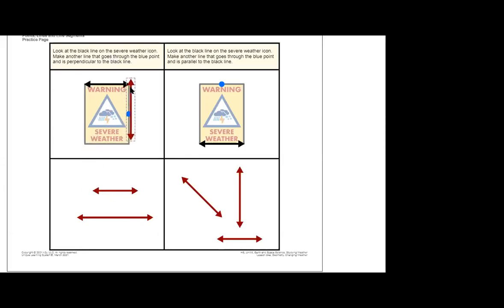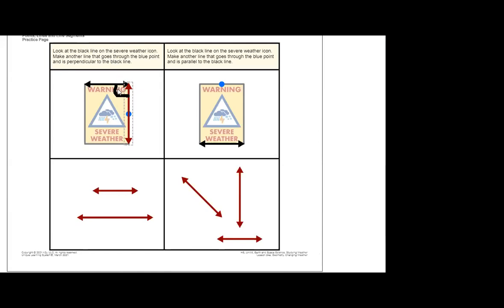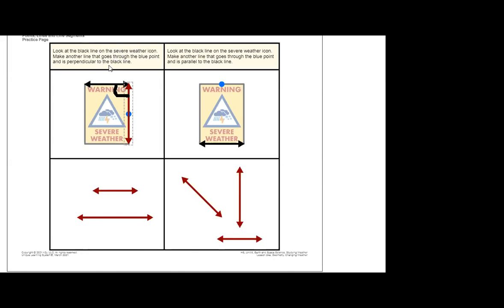Let's see. So a right angle, I know we didn't really talk about this yet, but a right angle makes a little box in the corner. It's a perfect 90-degree angle. Does that make a little box in the corner? Yes. So does that make a right angle? Yes. And does our line go through the blue point? Yes, it does. So we created our perpendicular line that goes to the black line and through the blue point. Well. All right, our next one.